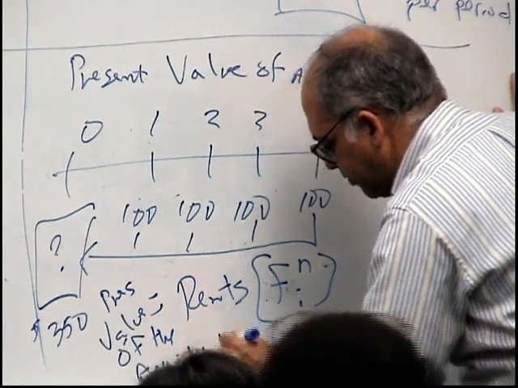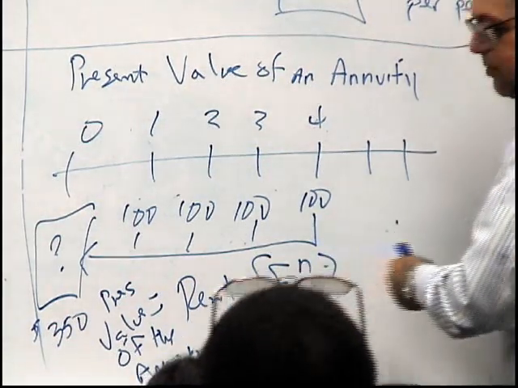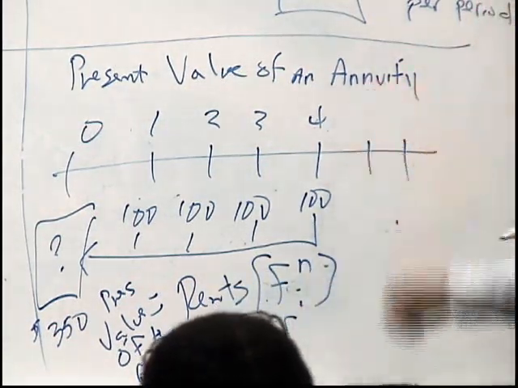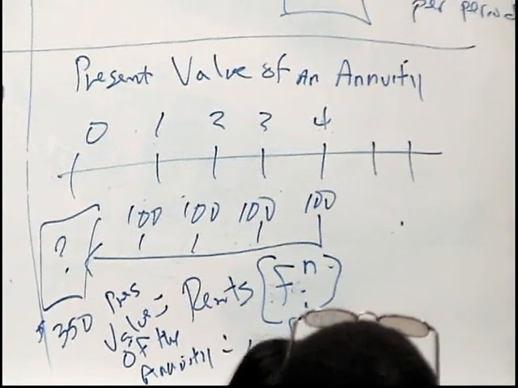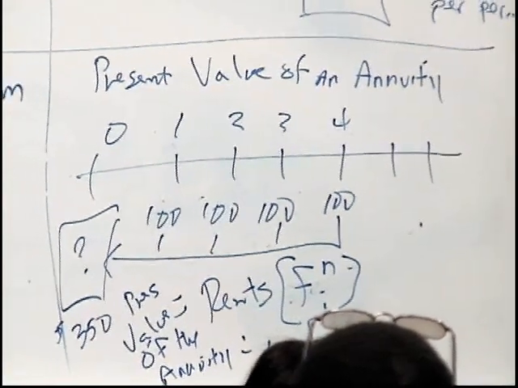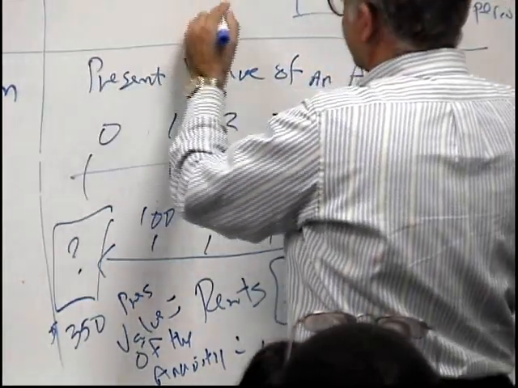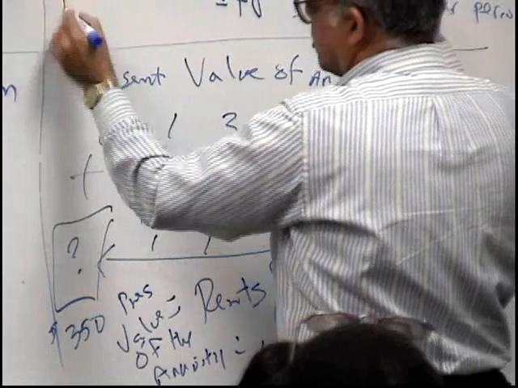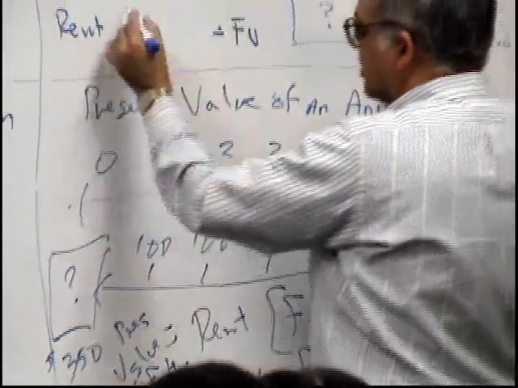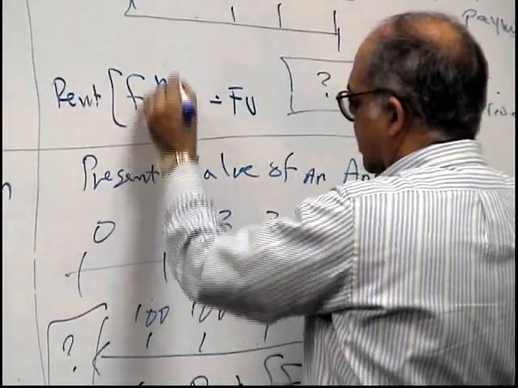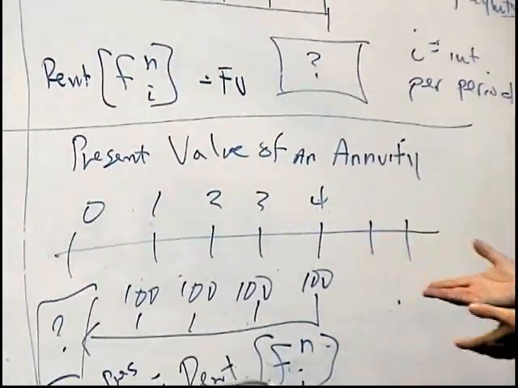So in this case, it would be $100, that's the periodic payment, times the factor, which they'll give you. That particular amount would be called the present value annuity factor. In this particular case, the future value is equal to the periodic payment, the rent, times the factor, N and I. So in this case, it would be 100 times the appropriate factor. The future value.